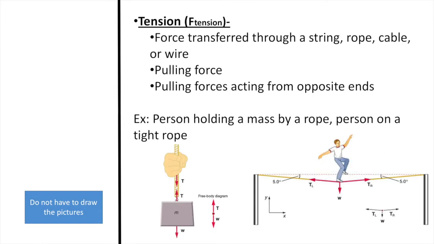Tension is another force that is transferred through a string, rope, cable, or wire. It is a force that pulls, and that pulling force acts from opposite ends. If you're looking at this hand, this person is holding a mass by a rope. Notice that the tension is felt in two directions on both ends of that rope. Here we have a person on a tightrope in the center, and you see that the tension is being pulled in both directions. This is what I mean when I say that the pulling forces act from opposite ends.